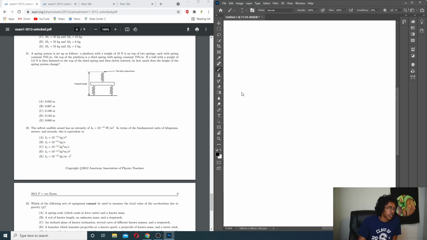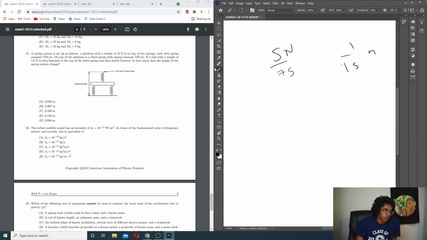So essentially it's just saying that it's not going to vibrate, which is why it says slowly lowered. So eventually there should be some equilibrium, right? So the tension on this spring has to be 5 newtons, right? So 5 over 75. This spring has to be compressed by 1 over 15, right? Meters.